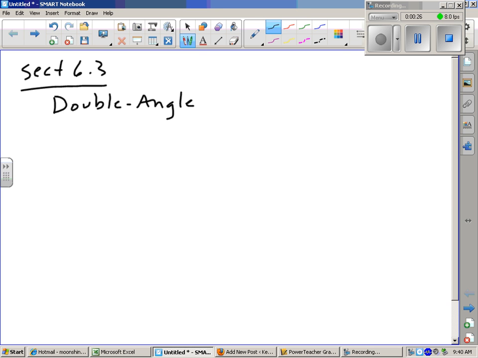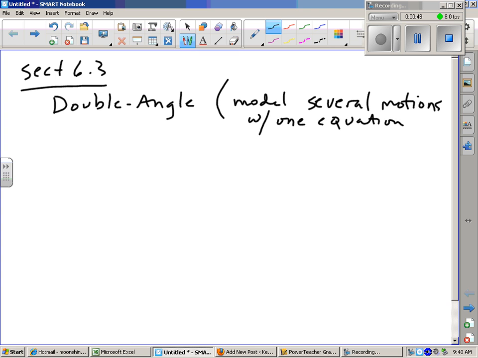A double angle formula is used when you want to model several motions with one equation. So if you have a sideways motion and an up motion or a down motion, you can combine them into a double angle and use it in that formula. Now the double angle formulas came from the sum and difference formulas, and I'll show you that.